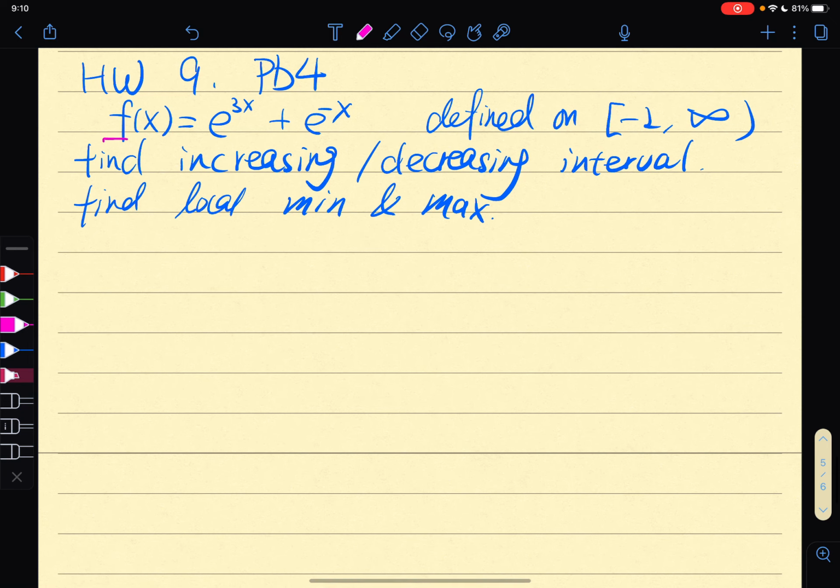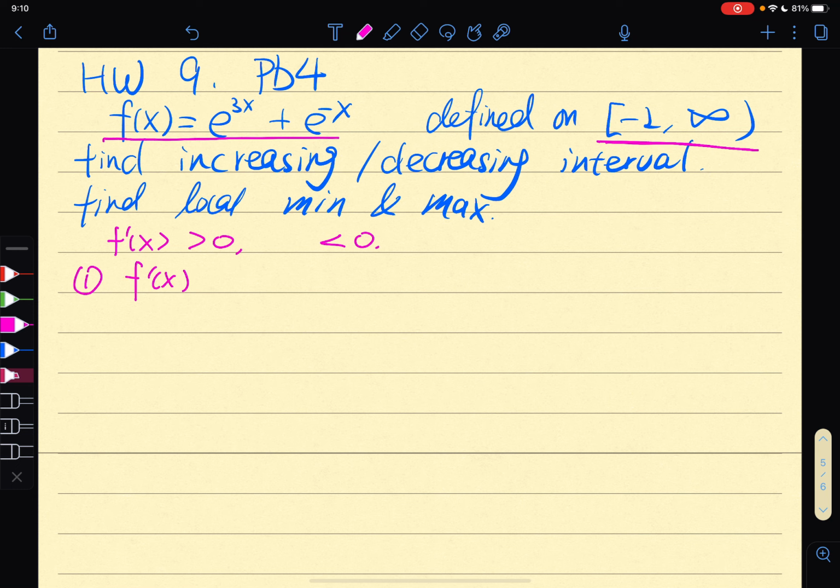So we are given a function and I don't care about it in this given interval. I want to find increasing, decreasing intervals. Well, that is to say you want to know where the derivative is greater than or less than 0. So first thing first, you need to know what exactly the derivative is. Everybody should be able to find this out relatively easily, which I'm not going to go over again.